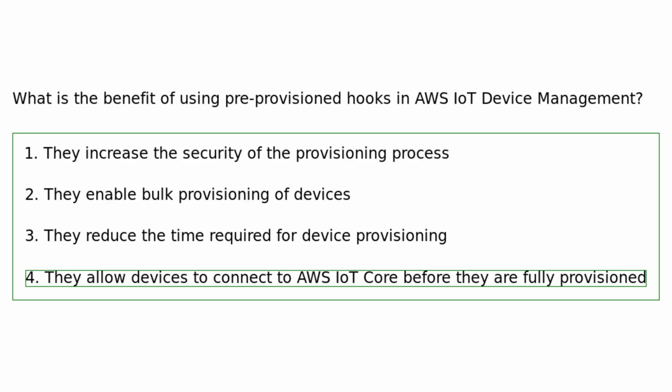Pre-provisioned hooks in AWS IoT Device Management allow devices to connect to AWS IoT Core and exchange messages before they are fully provisioned. This can be useful in scenarios where devices need to report their characteristics or state before being fully registered in the system.